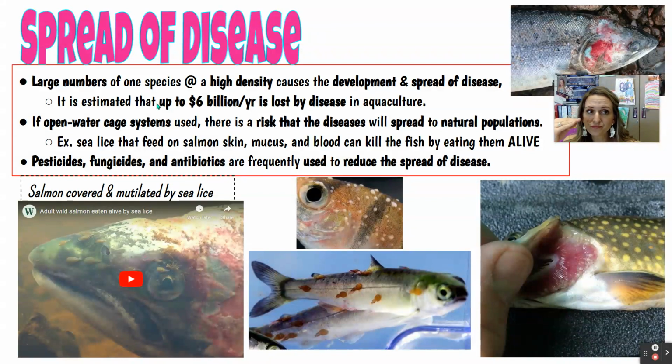So high stocking densities of one species will cause the development and spread of diseases. $6 billion a year is lost to disease in aquaculture. In open water cage systems, there is a risk that disease could spread to natural populations. Sea lice feed on salmon skin, mucus, and blood, will kill them and literally eat them alive. And if they're not killed, they're going to have slower growth rates because their body's going to spend so much time trying to regrow what's been destroyed. So pesticides, fungicides, antibiotics, and vaccines are usually used to stop the spread of diseases and parasites and illness.